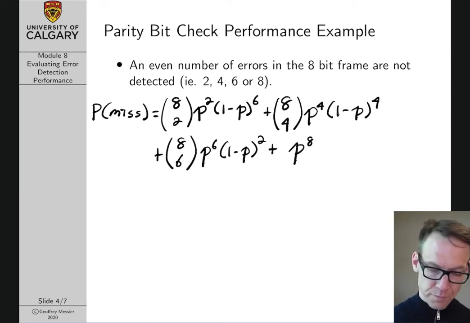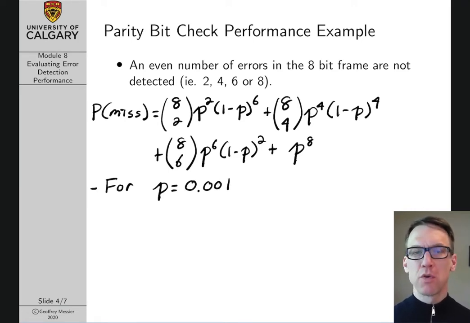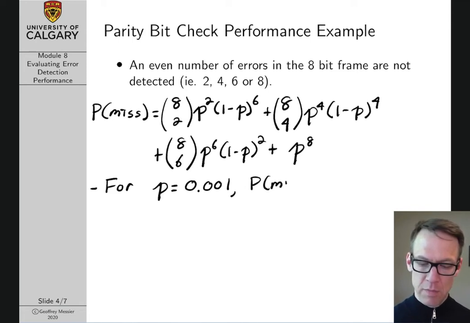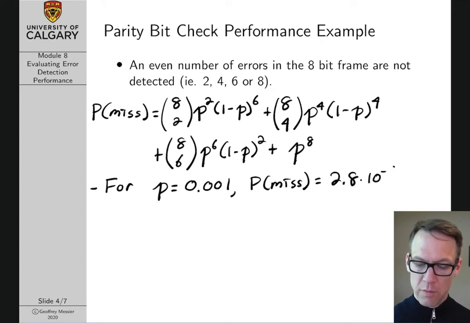And so if we consider a physical layer error rate of 10 to the minus 3, which is not great. Most will do better than that, but this is maybe a reasonable raw physical layer error rate without error correction codes. And if we plug this value for p into this formula, we get a probability of missing an error pattern equal to 2.8 times 10 to the minus 5.